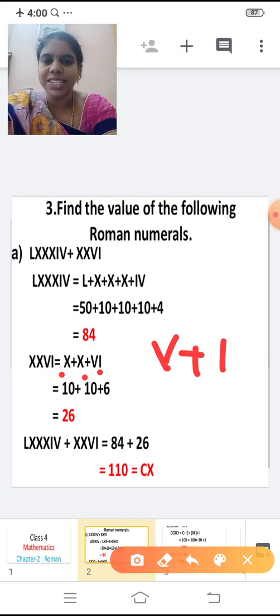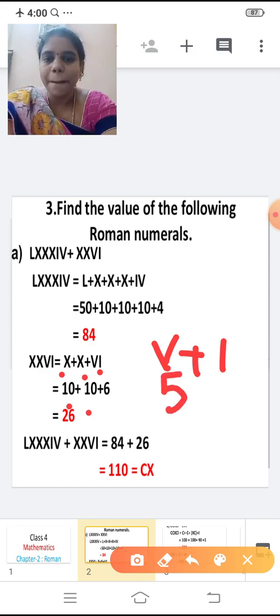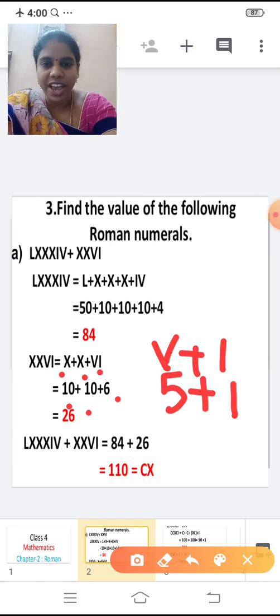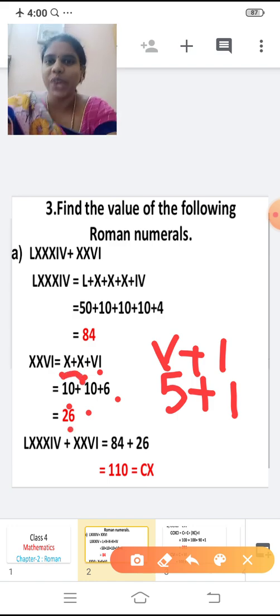What is the value of X? Yes, very good, 10. Again, one more X, 10. 10 plus 10 plus, what is the value of V? 5 plus I, 1. 5 plus 1, 6. So write 6 there. Now add all together: 10 plus 10, 20. 20 plus 6, 26. So the answer is 26.